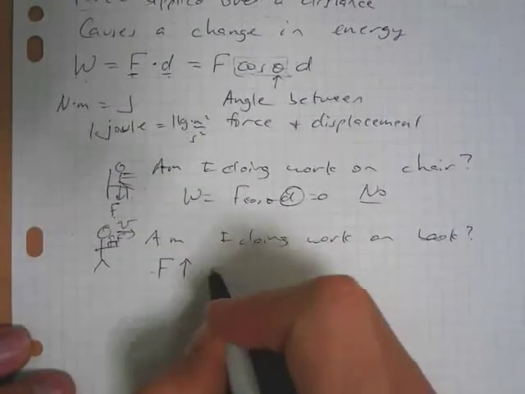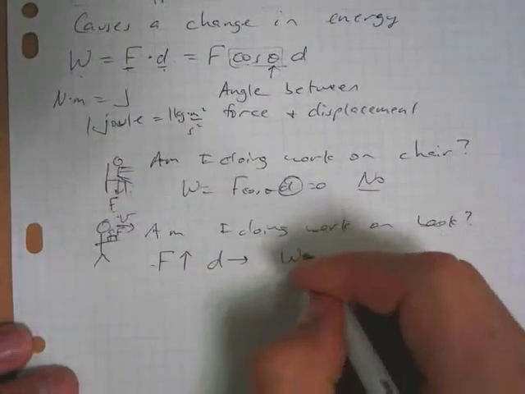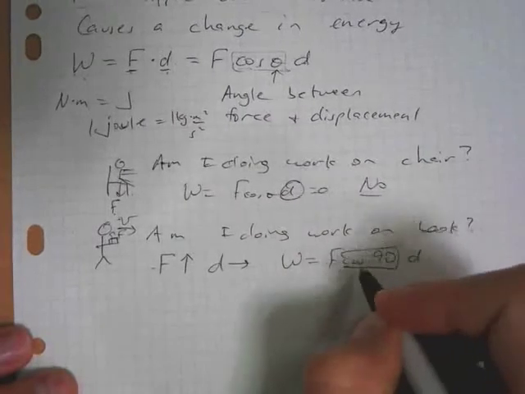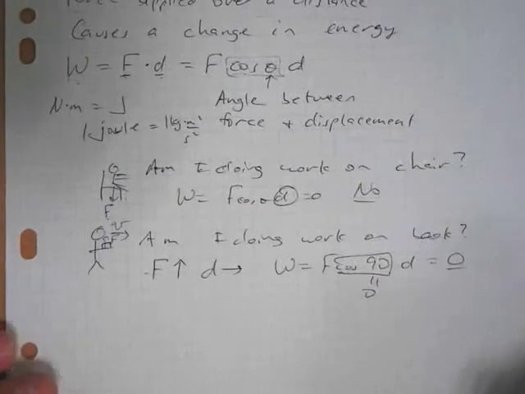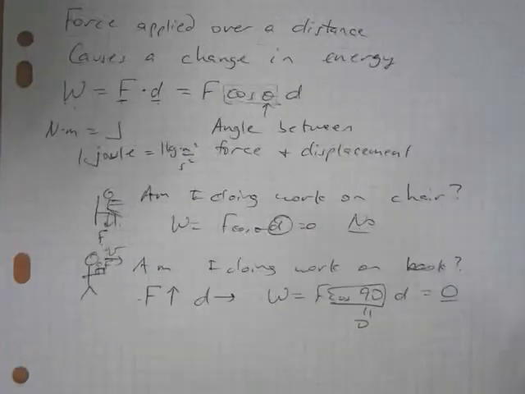My displacement is horizontal. So my work is F cosine 90 times d. Cosine 90 is 0. So I am doing 0 work on the book. Even though I'm exerting a force on the book, even though the book is moving, I'm still doing 0 work on the book because the force I'm exerting is totally in the upward direction, and my displacement is horizontal. So remember, only work in the direction of displacement counts.